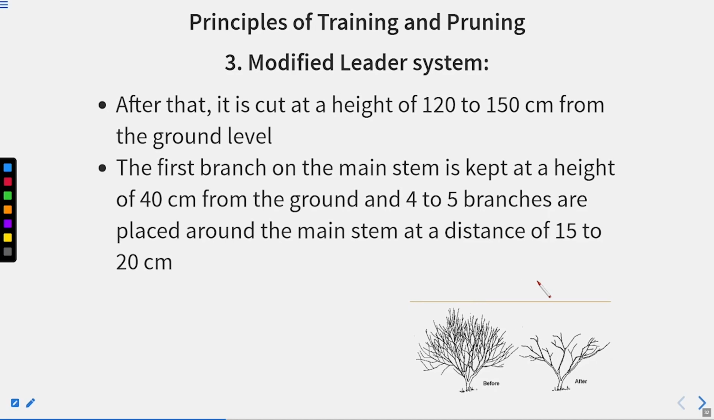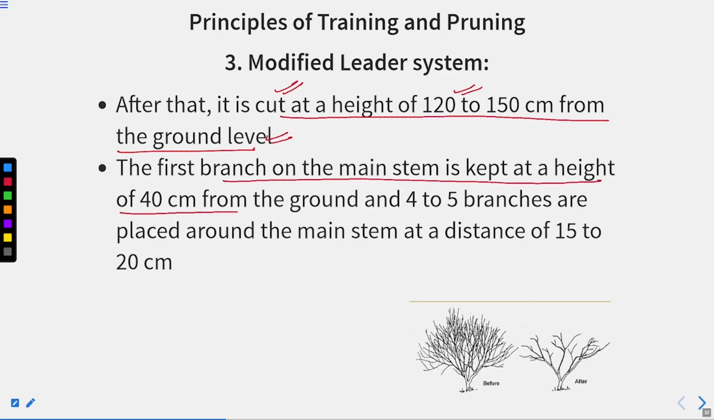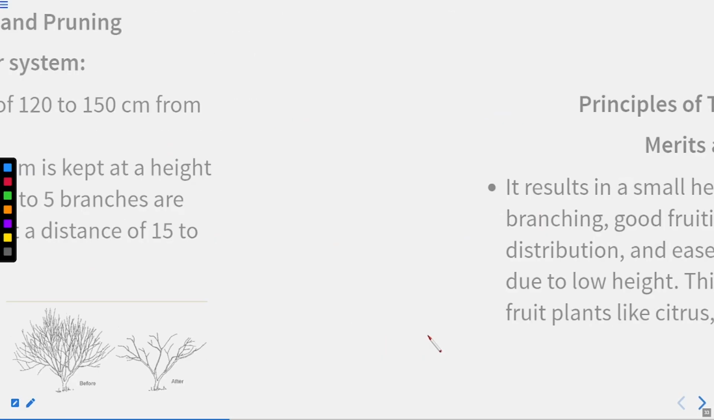Then after that it is cut at a height of 120 to 150 centimeter from the ground level, right? So once it attains the height of 120 to 150 centimeter from the ground level, there is a cut at that height. So the first branch on the main stem is kept at a height of 40 centimeter from the ground, and 4 to 5 branches are placed around the main stem at a distance of 15 to 12 centimeter. So like this we are following this particular system.